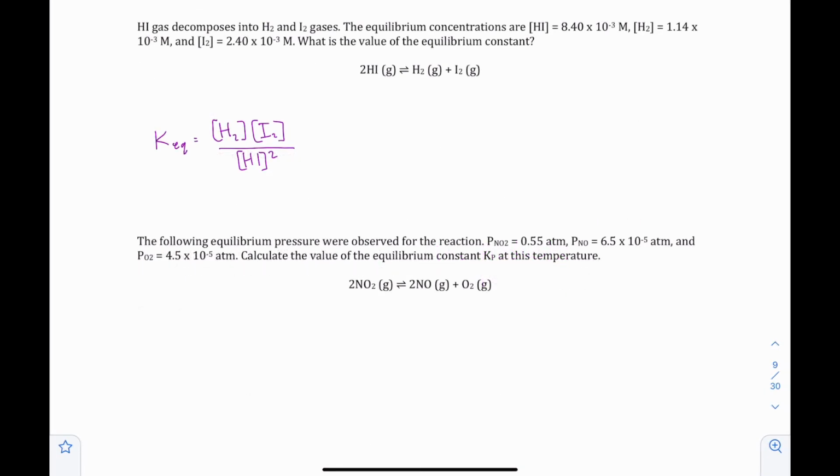In the first example for the decomposition of hydrogen iodide, the equilibrium concentrations of all the reactants and products are given, and we're being asked to calculate the equilibrium constant K. K equals products over reactants, so we'll put the concentration of our products over the concentration of our reactants. And don't forget, we need to raise the concentrations to their coefficients in the balanced equation.